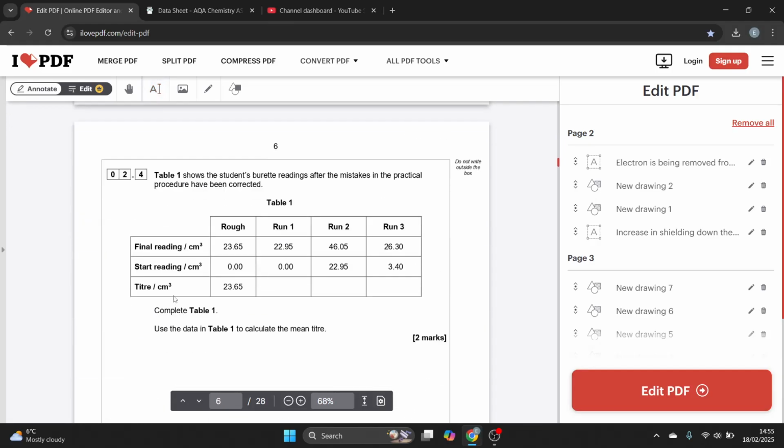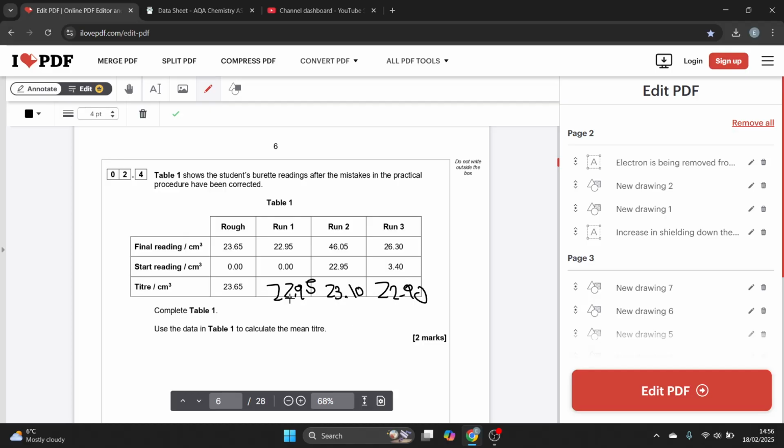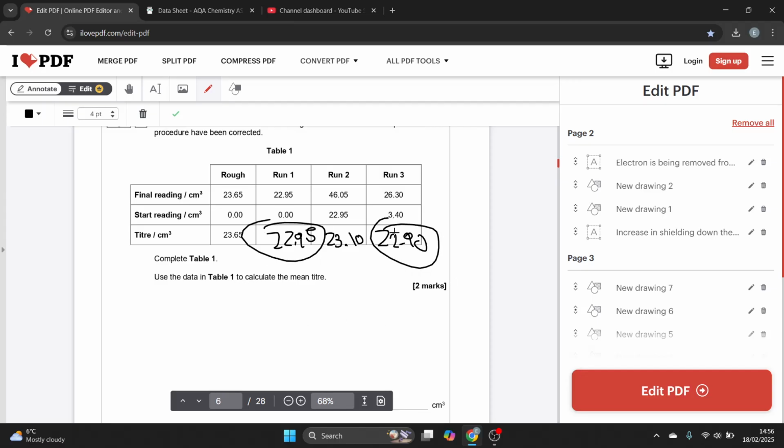That's perfectly fine. Complete table 1, use data in table 1 to calculate the mean titre. So just subtracting them. 45.95 minus 22.95 is 22.90. The only mistake many students, including myself, would make is not giving it to 2 decimal places. Look at everything else in the table. All of them are to 2 decimal places. So therefore you need to give your titres to 2 decimal places as well. Then it says calculate the mean titre. The mean titre is going to be these two then. So 22.90 plus 22.95 divided by 2.